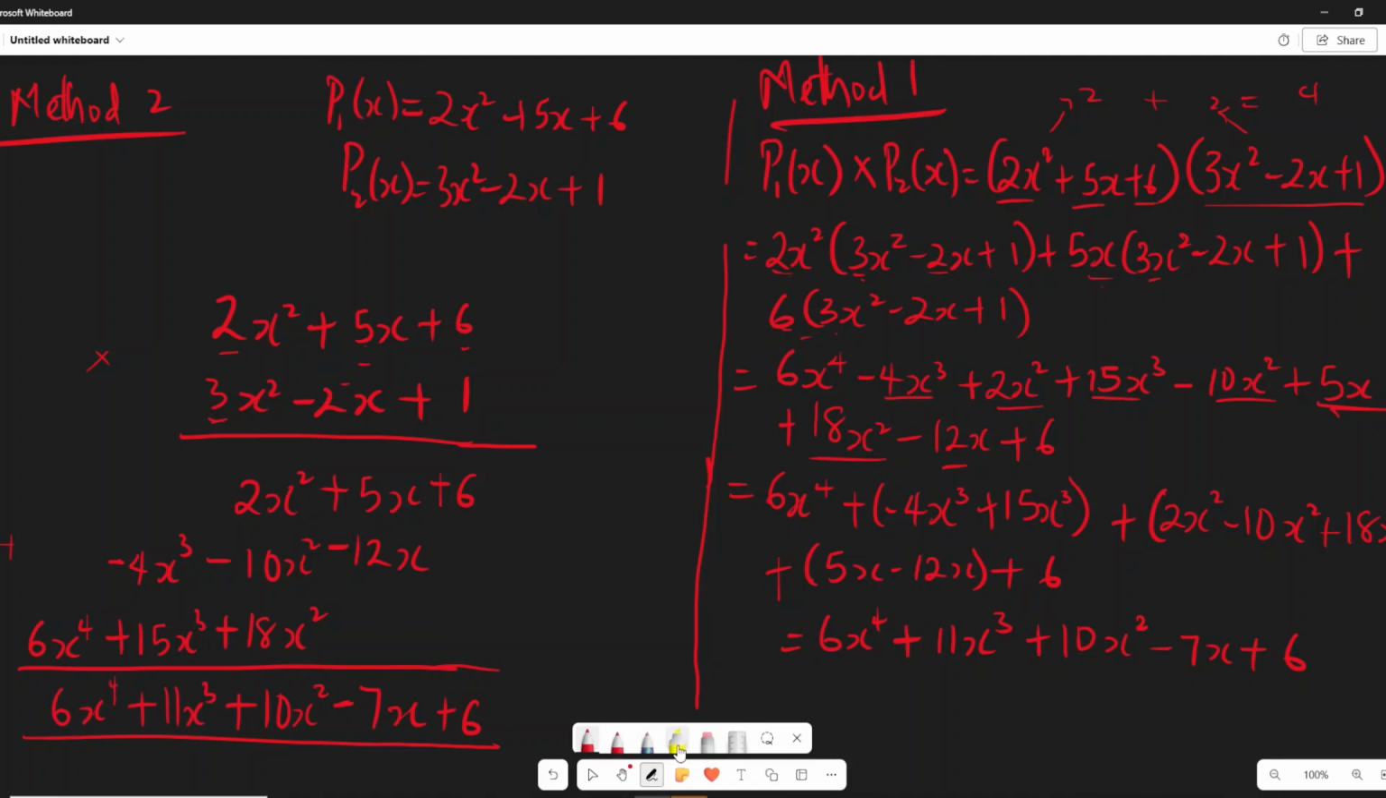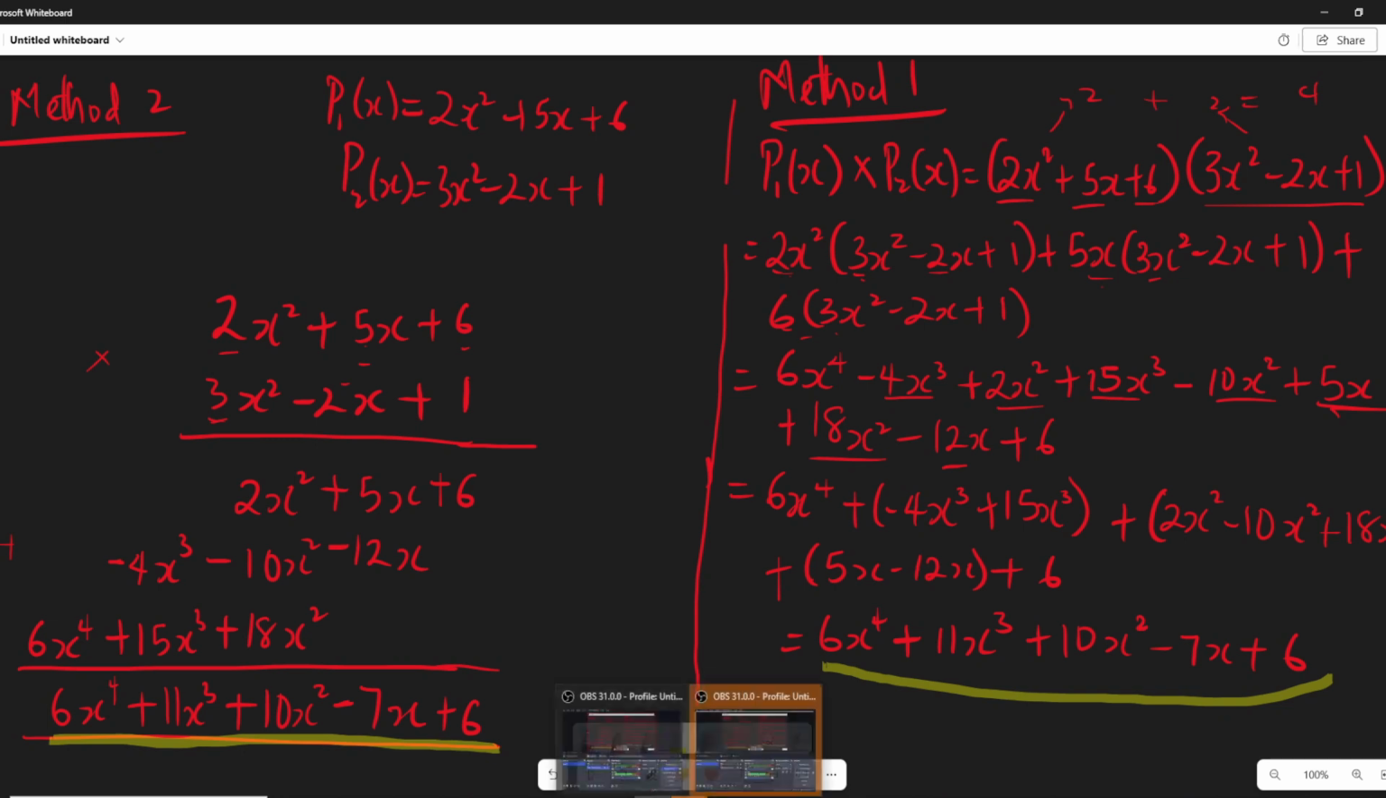Compare what we have here with what we have here. We discover that we have the same answer. So those are the two methods I talked about. Lastly, I'm going to look at division of polynomials.